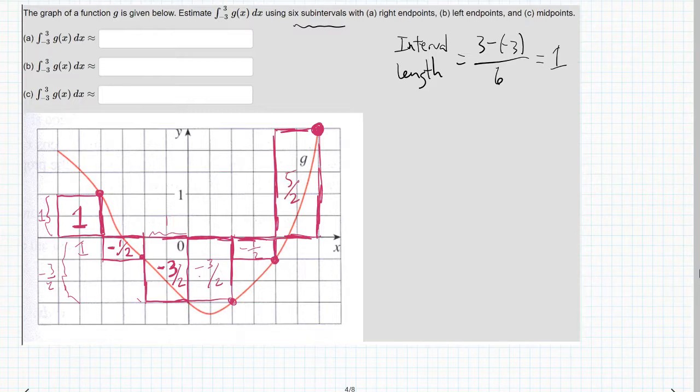So now we have all our areas. Here's what we do. We just add them up. So you go 1 minus 1/2 minus 3/2 minus 3/2 minus 1/2 and then plus 5/2. So let's see, what does that make? So we have -1/2 and -1/2 makes -1. And then we have -6/2, which is -3. So that's -4 right there. And then we have 3.5. So this whole thing was 0.5 for all those. Questions on that?